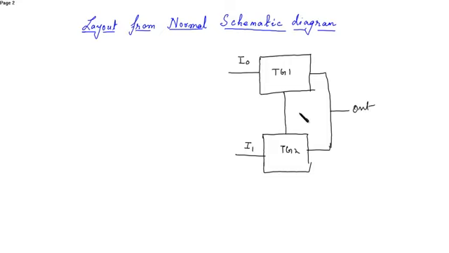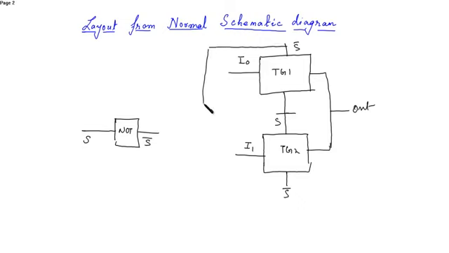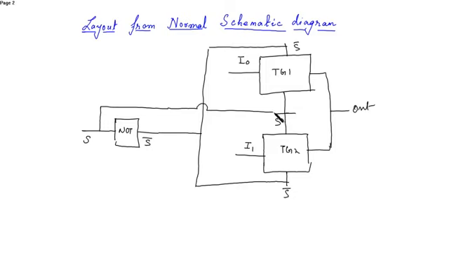There is the select line, here it's S and here it's S bar, and then we have an inverter where the input is S and the obtained output is S bar, where S is connected over here and S bar is connected to this and S is connected to this.